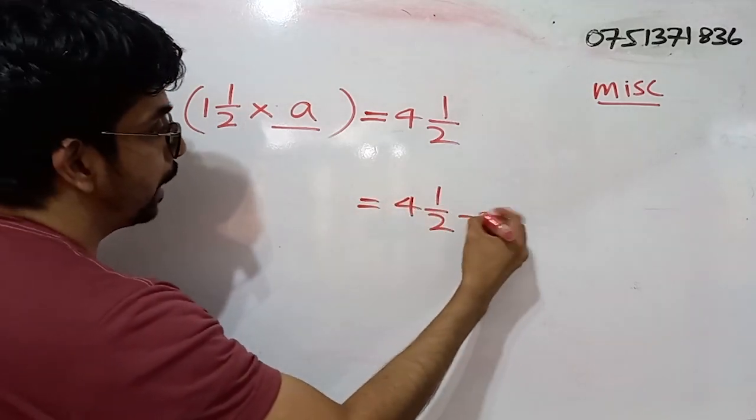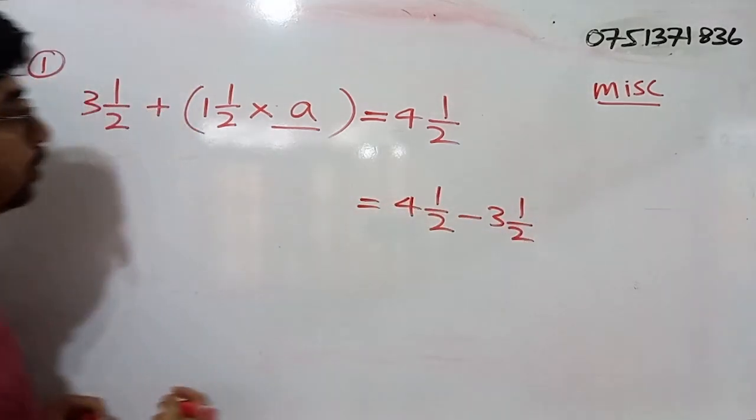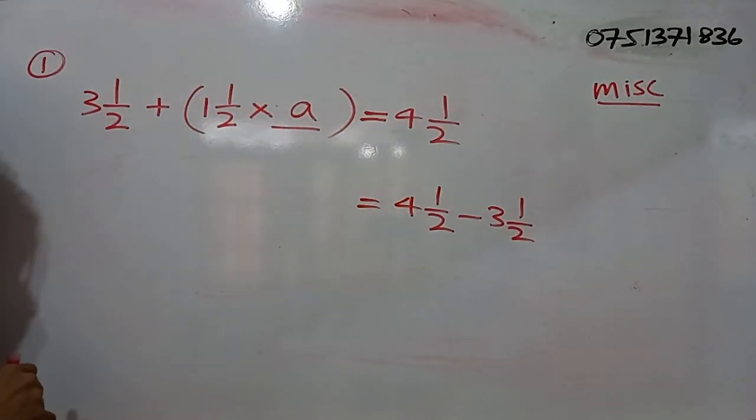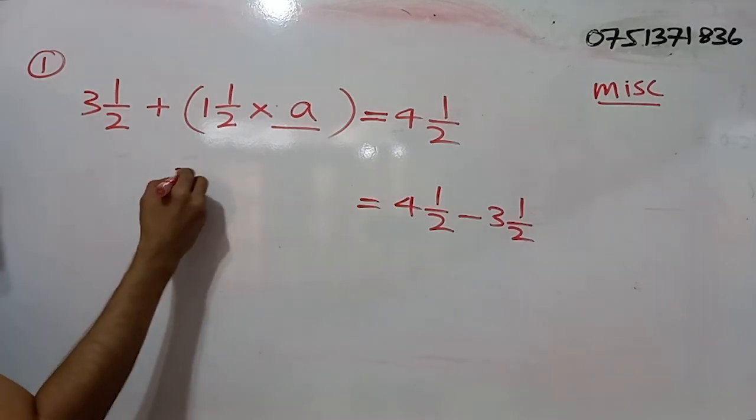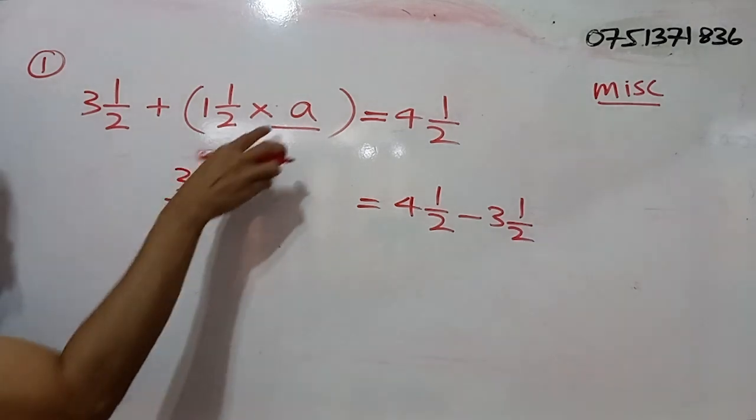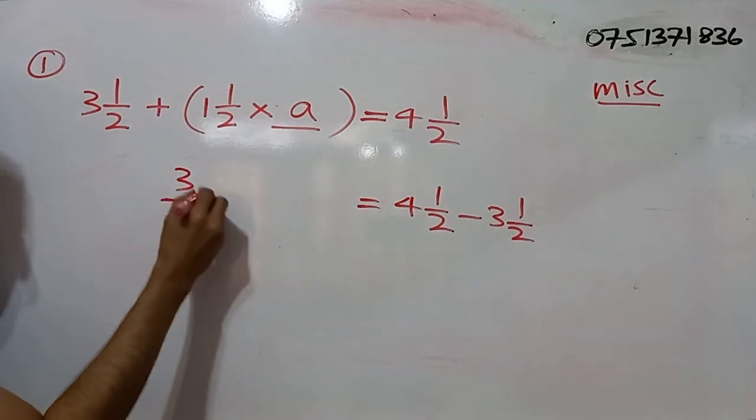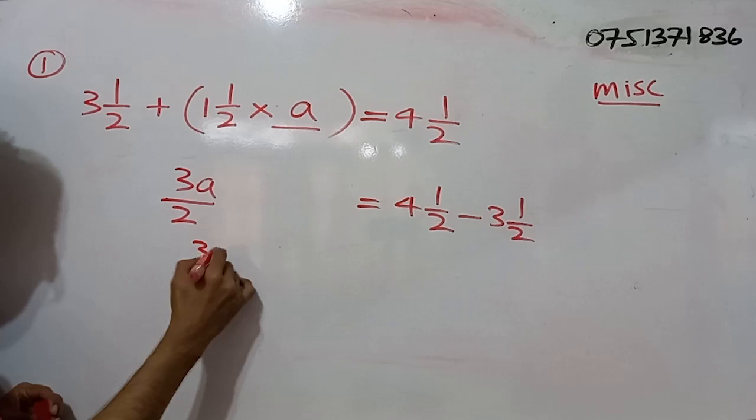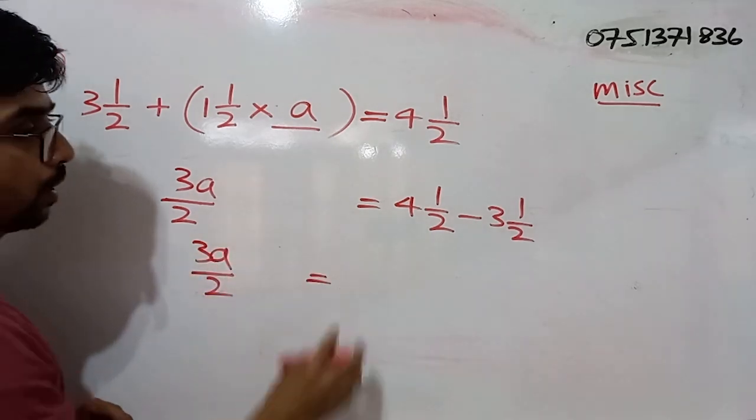4 and a half minus 3 and a half. What about here? 1 and a half means what? If we convert that into improper fractions, that will be what? 3 by 2. So we have to multiply that by a. That means what? 3a divided by 2. Right? So 3a divided by 2, that is equal to what?